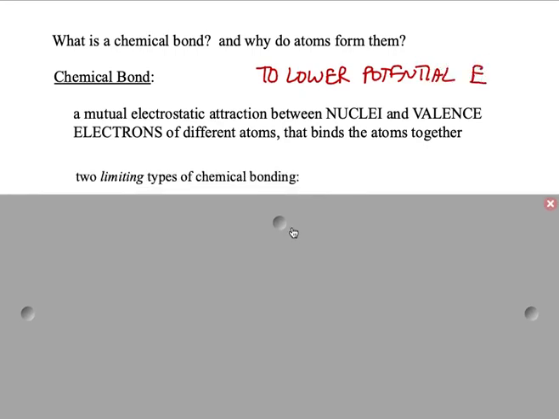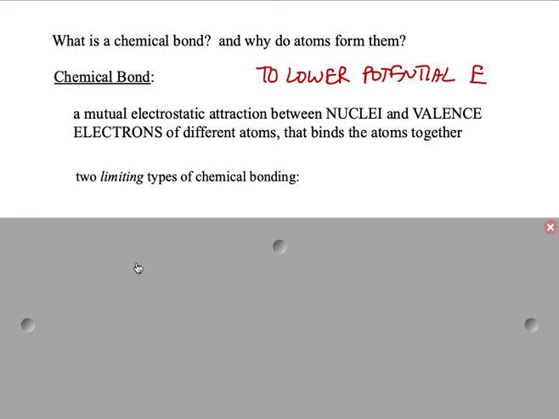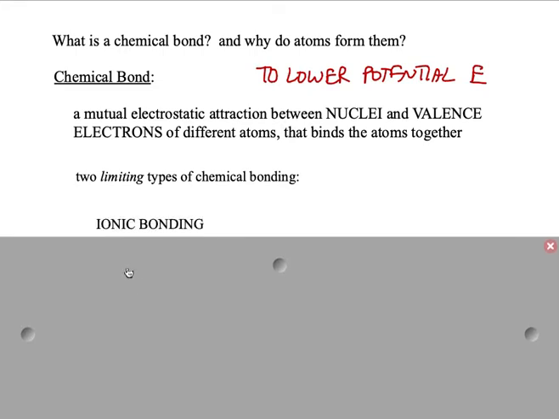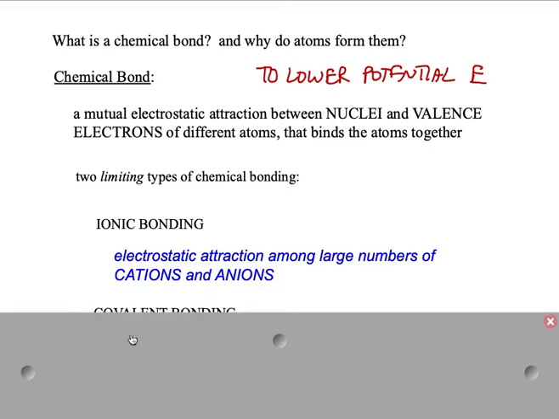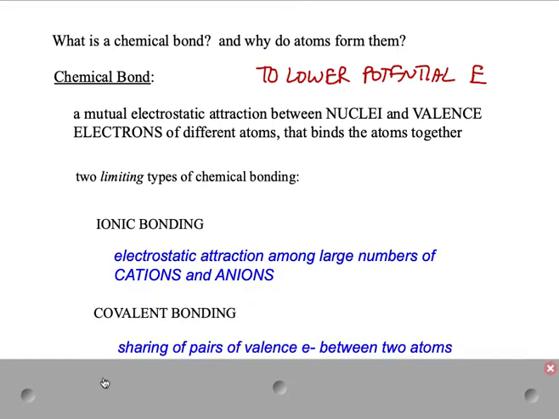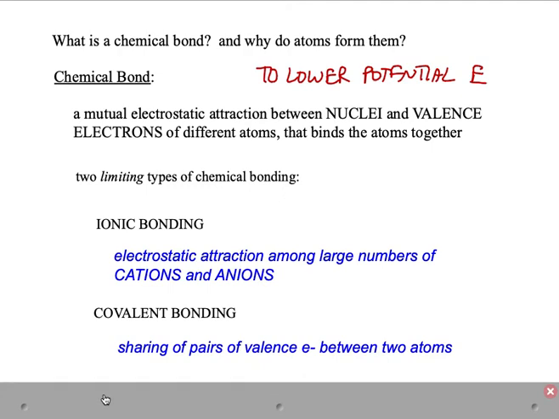There are two limiting types of chemical bonding, meaning they exist at the extremes of a spectrum. One type is ionic bonding, which involves an electrostatic attraction among large numbers of cations and anions, which we learned about in the previous unit. At the other end of the spectrum is covalent bonding, which involves sharing of pairs of valence electrons between two atoms. So let's look at these individually.